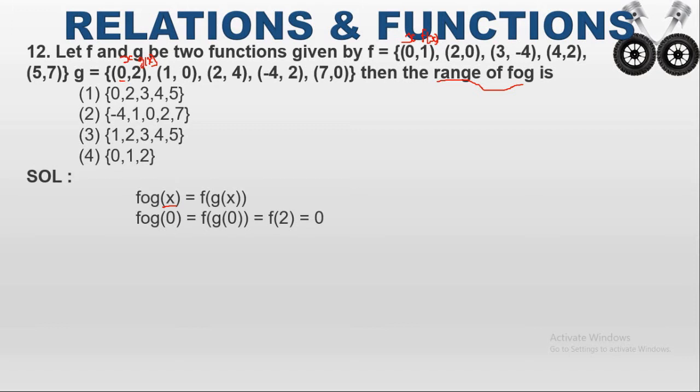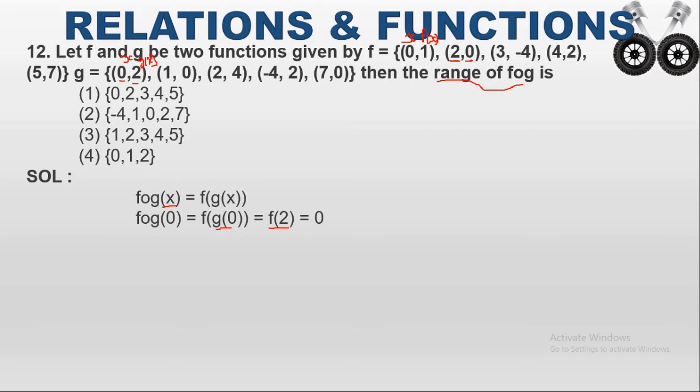f composition g of 0 equals f of g of 0. So what is the output for g of 0? What is the output for 0? The output for 0 is 2. So instead of g of x, I should write it as 2. So now it can be written as f of 2. So in function f, where is the input 2? It is in the second ordered pair. So the input is 2. What is the output? The output here is 0. So f of 2 equals 0.